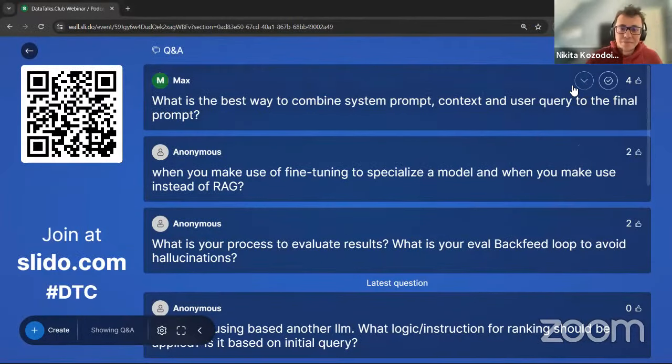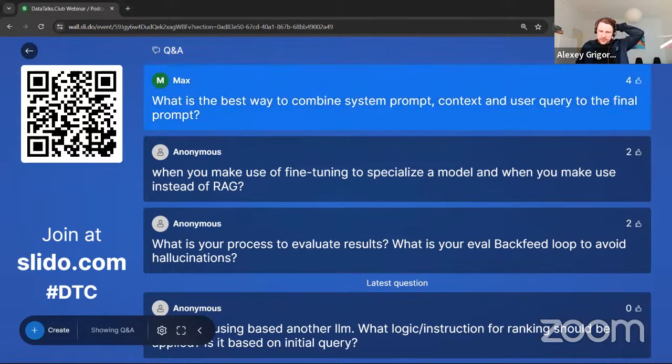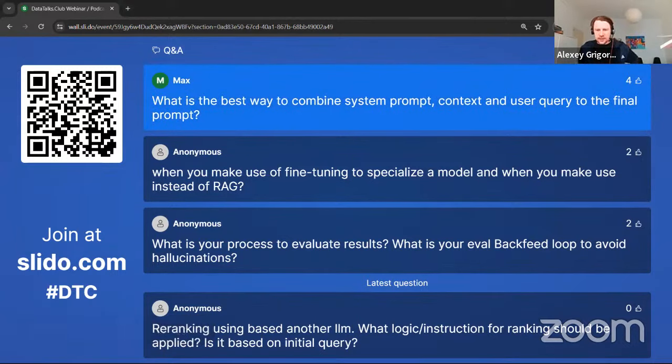Yes. Okay. So question from Max. What is the best way to combine system prompt, context, and user query to the final prompt? Yeah, that's a good question. So maybe before we answer this, I'm just wondering, system prompt, context, and user query. User query, this is what the user types in the chatbot, right? What is system prompt and context?